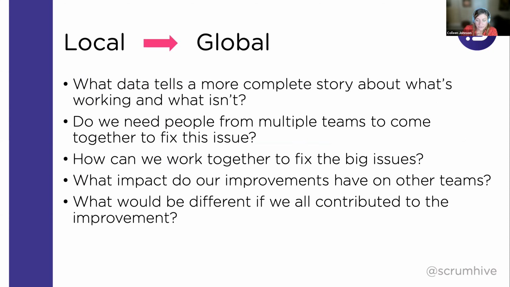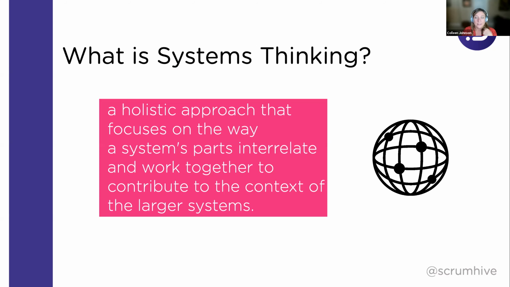So this is really the shift from local optimization to global optimization. And what we want to start to think about is, how do we get this whole organization identifying improvements, working as a group to put those improvements into place, and then creating a lot of visibility and celebration around when we see success with those. You'll probably also recognize this term. Basically, what we're talking about here is systems thinking. So this is a holistic approach that focuses on the way the system's parts interrelate and work together to contribute to the context of a larger system. So really, how are we all working together?